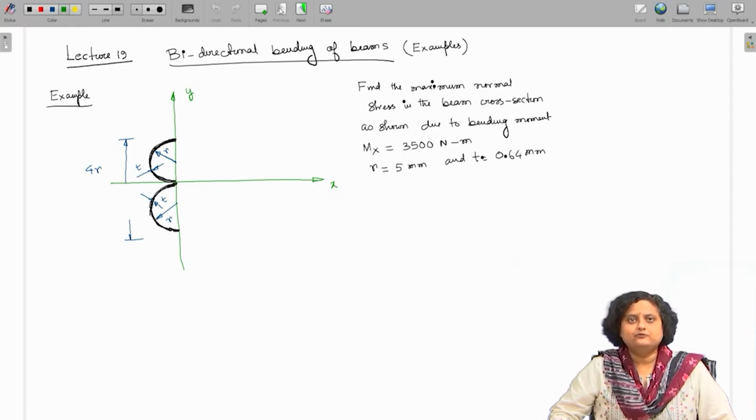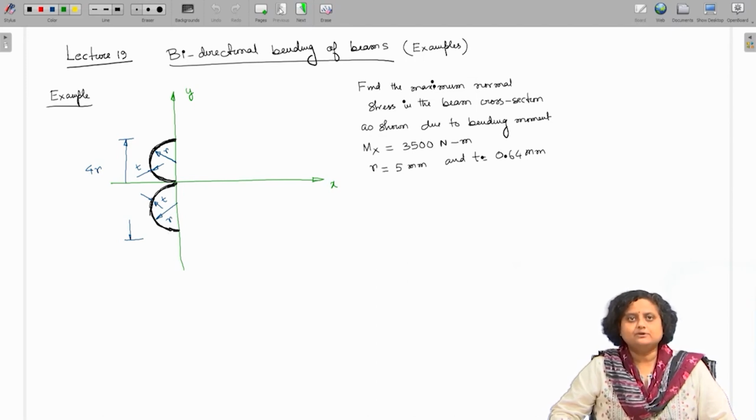So, the figure that is drawn, the black line, denotes the cross section of a beam. The cross section of the beam is two semicircles, each of radius r, and these two semicircles are placed symmetrically about the x axis. So, the entire depth of the beam is therefore 4r.